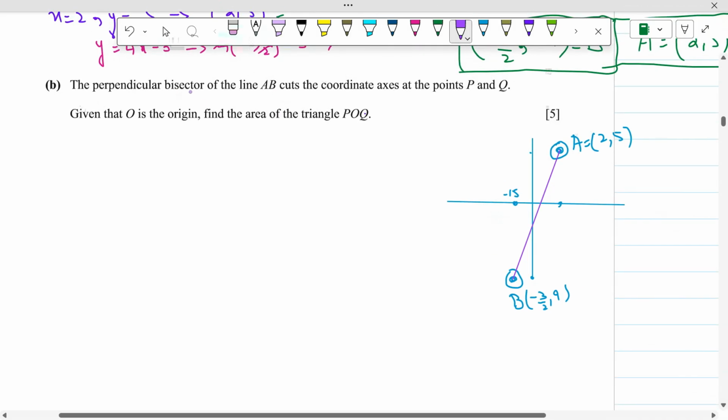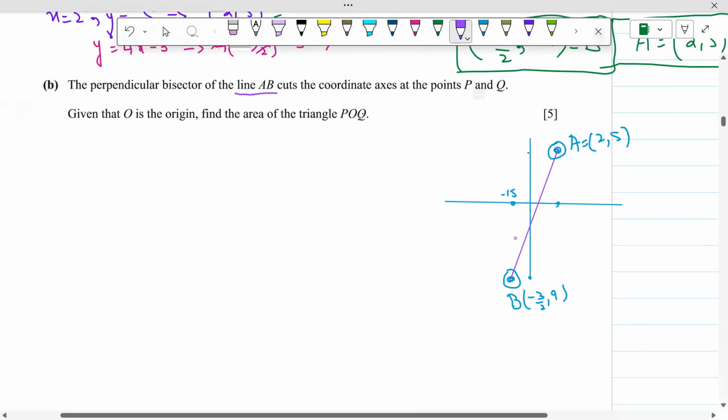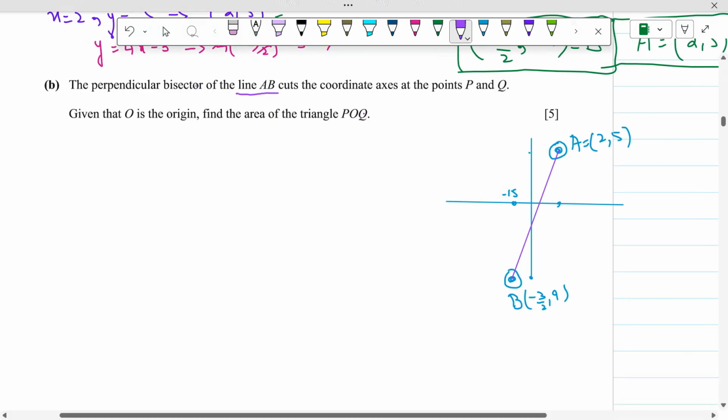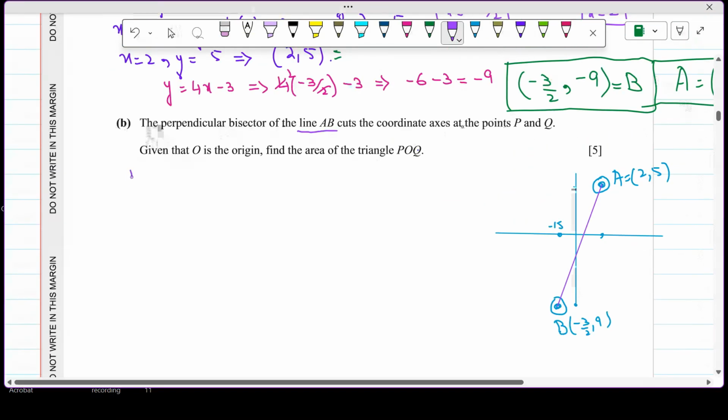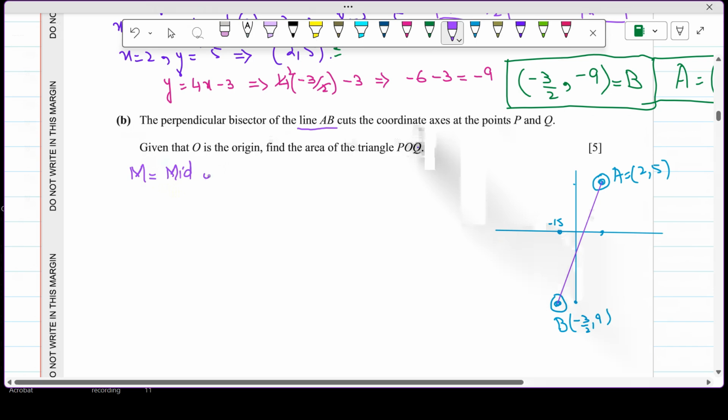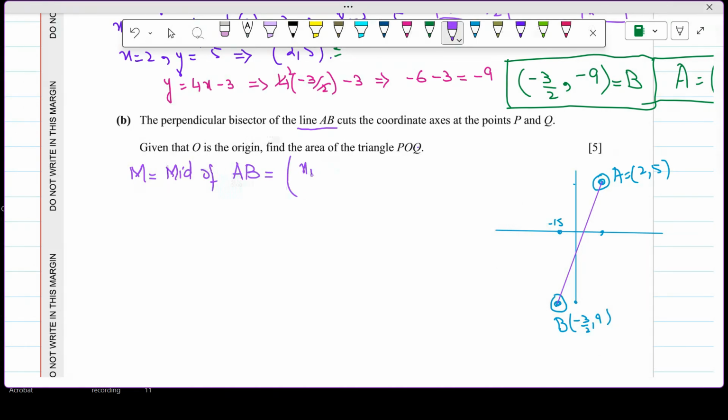We need to find the perpendicular bisector of the line AB. To find the perpendicular bisector, we need the slope of the perpendicular bisector and the midpoint of the line AB. So first we find the midpoint of line AB. We call the midpoint of AB M, which is equal to x1 plus x2 over 2 comma y1 plus y2 over 2.